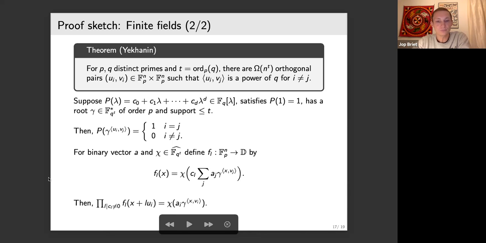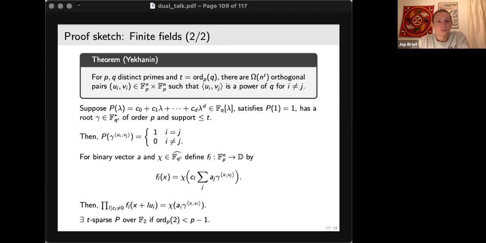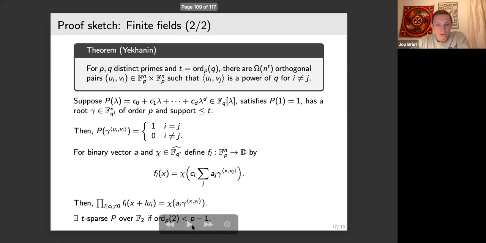Okay. So now, to get examples, so high-dimensional hypercubes, what you need is a polynomial that's t-sparse, so it has at most t non-zero coefficients. If you have that, then you get patterns whose length is smaller than the dimension of the hypercube you get from this construction.